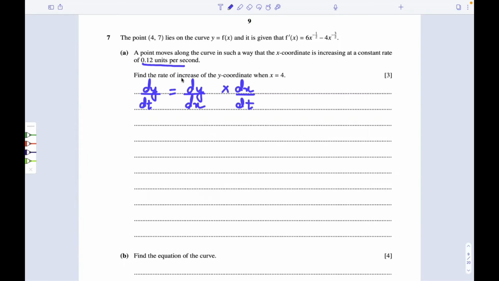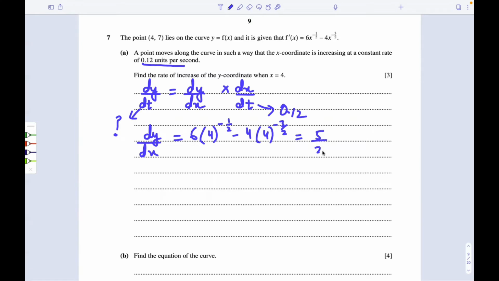Now we have to find the rate of increase of y. So this is our unknown. This is given as 0.12, and we can find the dy dx by substituting x equals to 4 into this equation. So our dy dx would be 6 multiplied by 4 to the power negative 1 upon 2 minus 4 multiplied by 4 to the power minus 3 upon 2. Finding this, we get dy dx is equals to 5 upon 2.